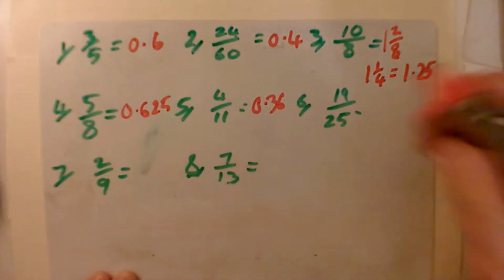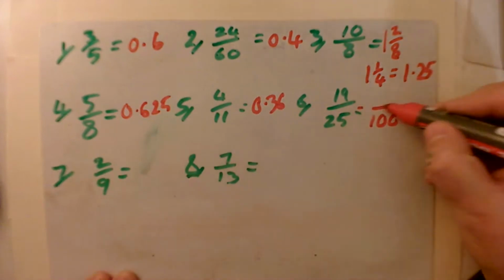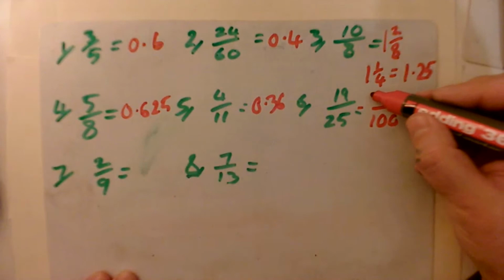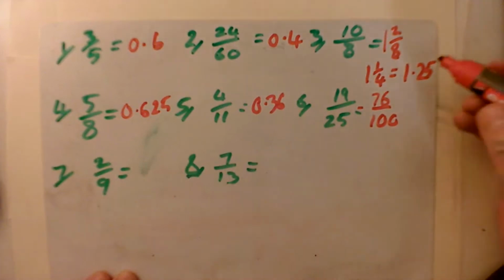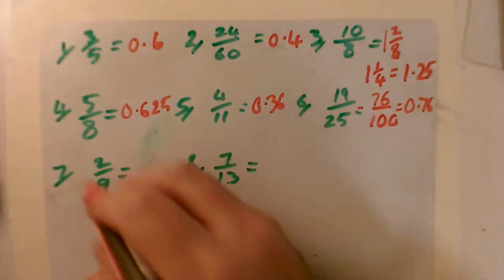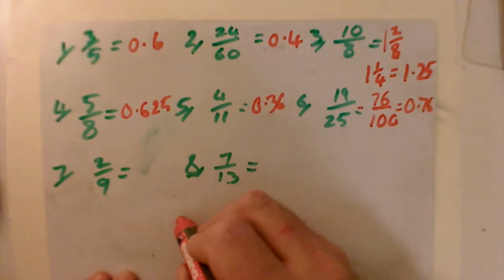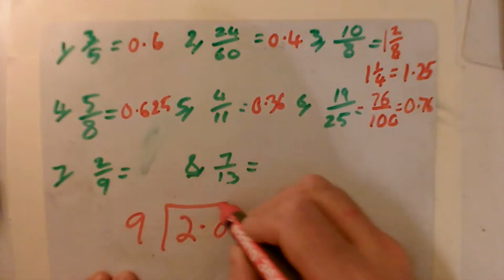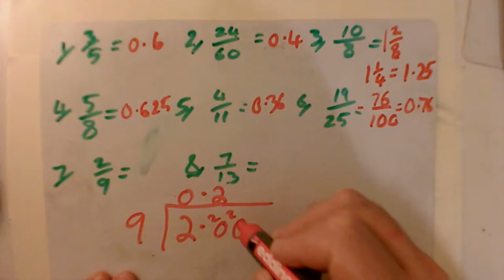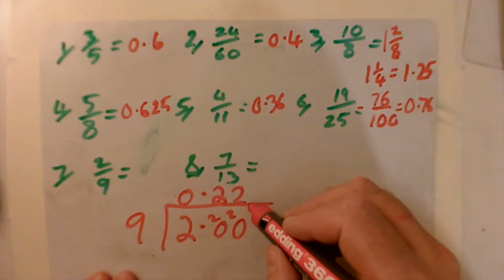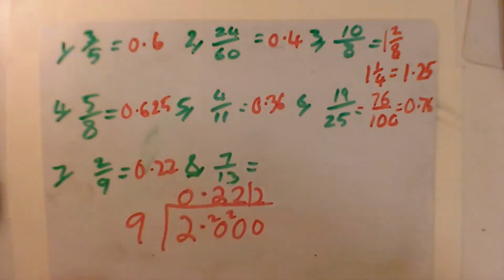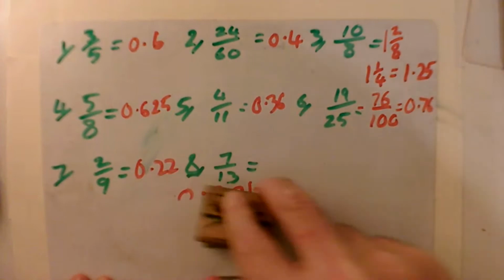This next one, all I would do is turn it into a fraction over 100, first of all. So 19 times 4 is 76, and so that's 0.76. Then 2/9, another one we're going to have to do. 2 divided by 9, and you keep carrying the 2. So that's 0.22.